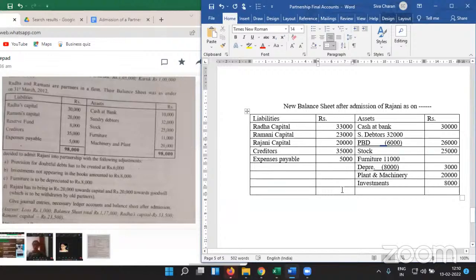33,000 plus 23,000 plus 20,000 plus 35,000 plus 5,000. What is the total? 1,16,000. Very good. 1,16,000 is the total of liabilities. Then are you getting the same total on assets?